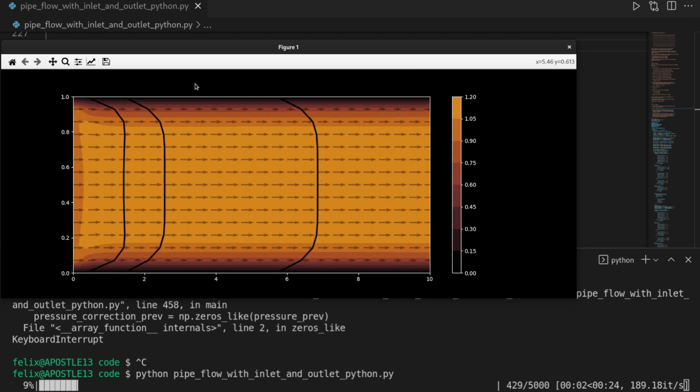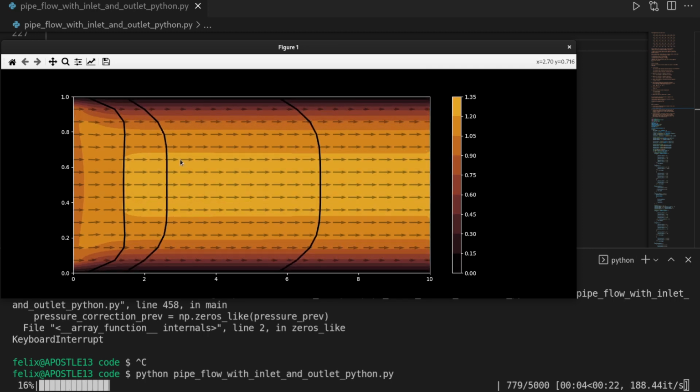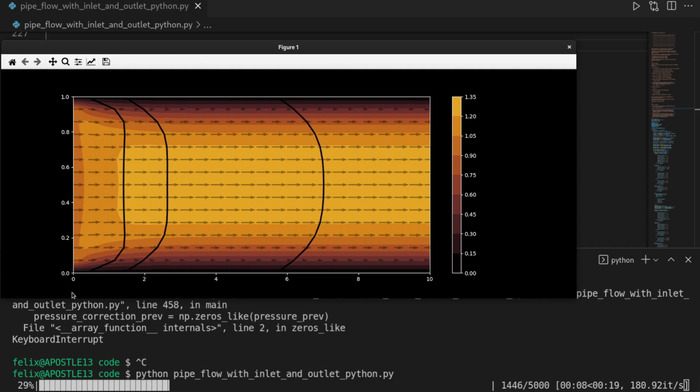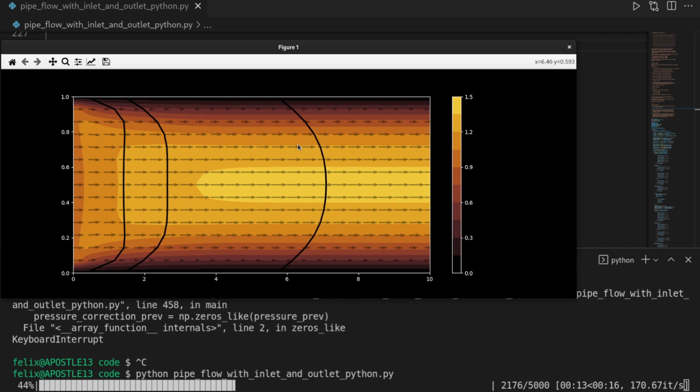Here in this one, we implemented the transient pipe flow scenario with an inflow at the left, an outflow at the right, and wall boundary conditions at the top and the bottom, such that we see the boundary layers creating as well as the Hagen-Poiseuille profile.